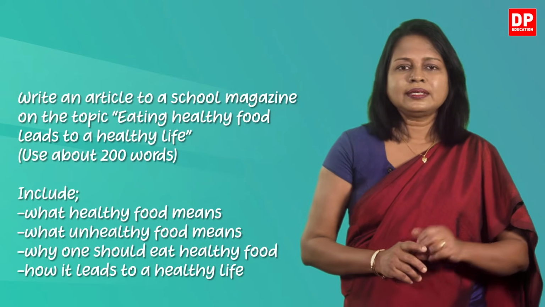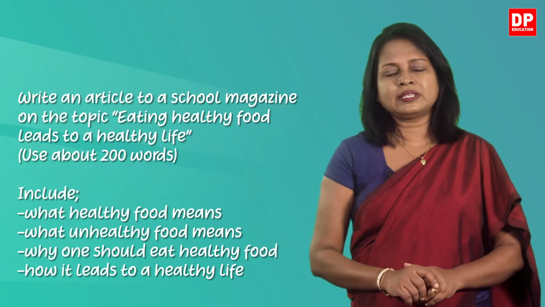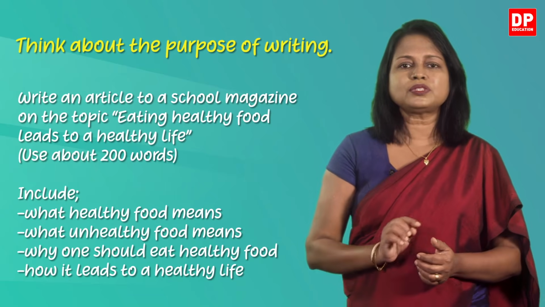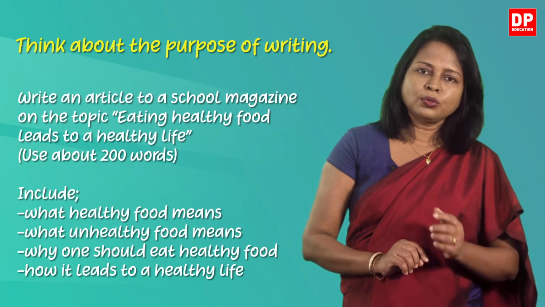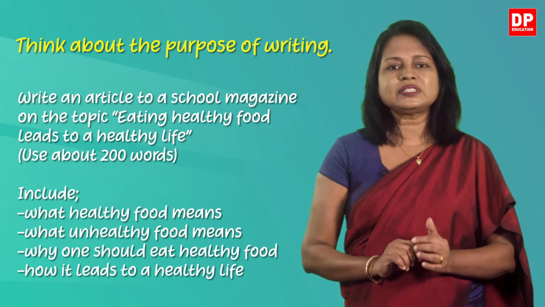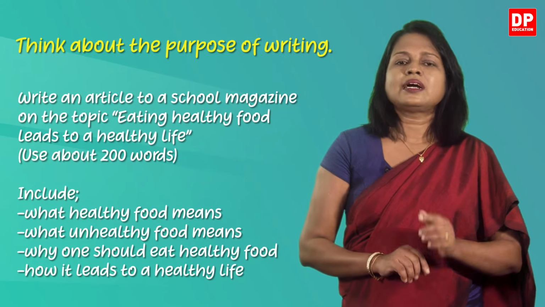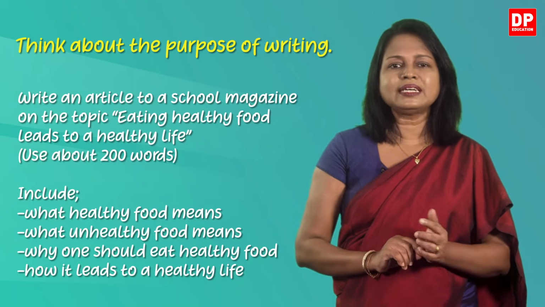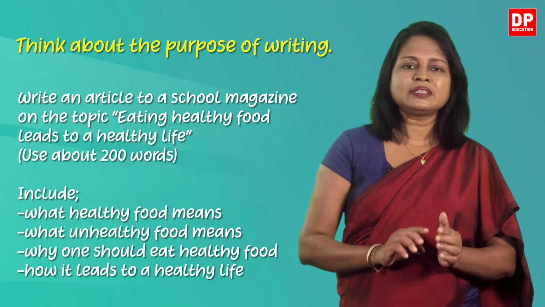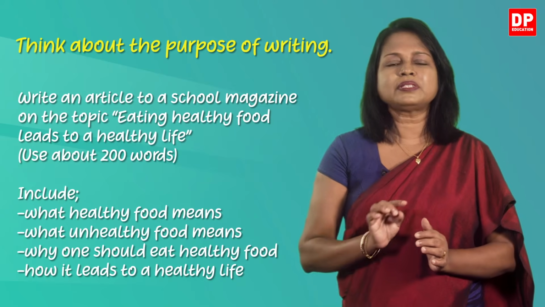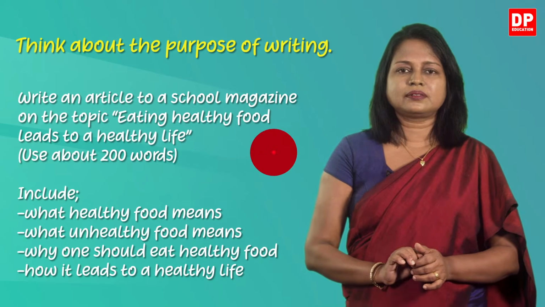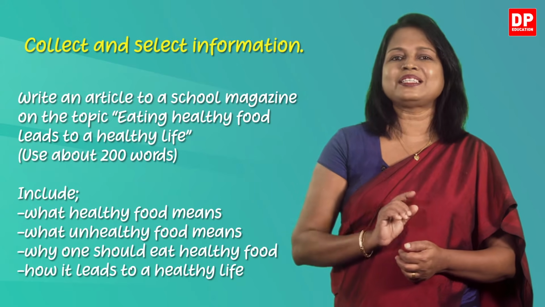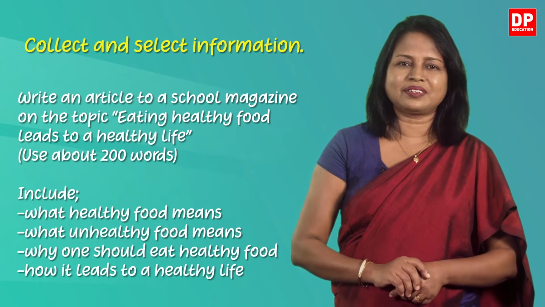Okay, children. Let's see the third step you have learned. The third step is to think about the purpose of writing. Although it is not directly mentioned in the question, I told you earlier, the purpose of writing any article is to make the others aware of a particular topic. Now your fourth step is to collect and then select information related to the topic.